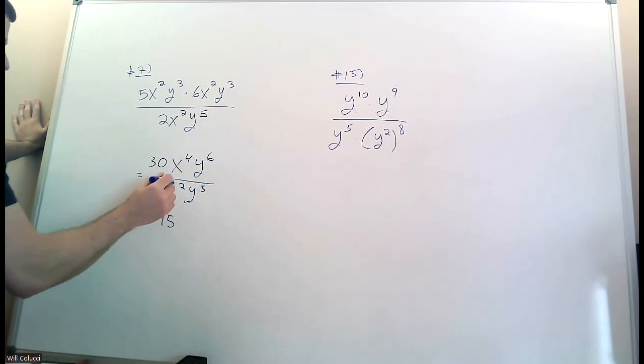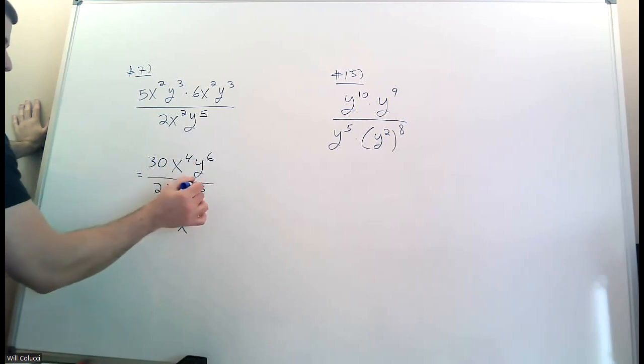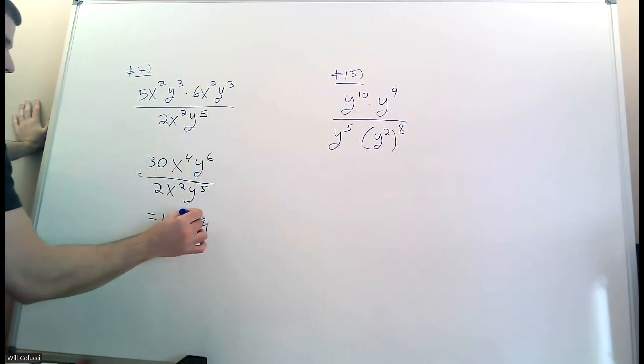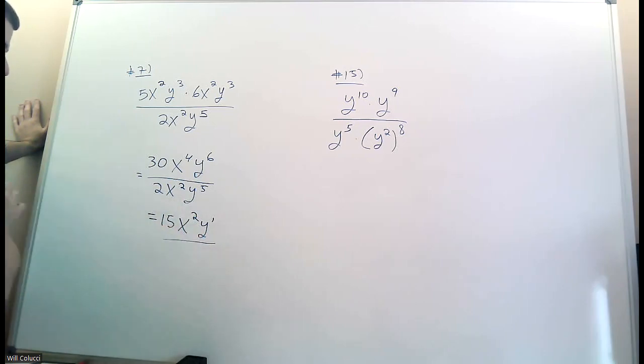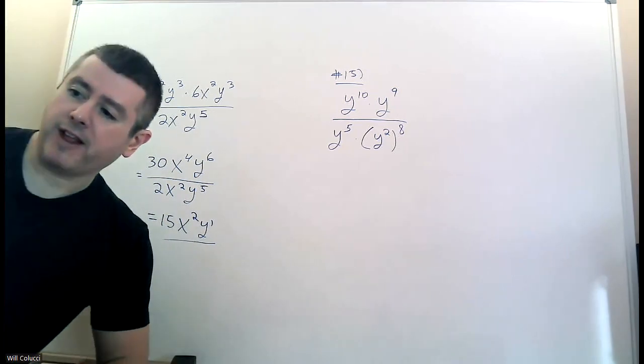You have x4 over x2. You've got to do 4, take away 2, which leaves you with x2. You have y6, take away y5. 6 minus 5 is y1. You don't have to write the 1. I'm going to write it there for emphasis. If you don't like it, don't write it. But it's y to the first power. When there's nothing there, it's invisible.